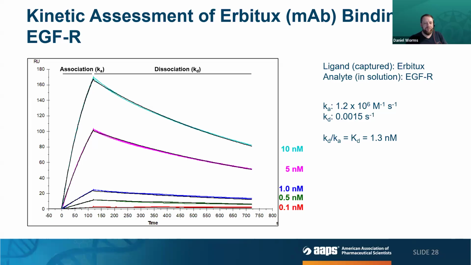So in that case, the association curve and also the dissociation curve were fitted, and the association rate constant, described here as small ka, and the dissociation rate constant, small kd, were obtained from a global fit, and the ratio of these two rate constants gives the equilibrium dissociation constant, the capital KD, and in that case, it was 1.3 nanomolar for this interaction, which is considered to be high affinity. So next slide, please.